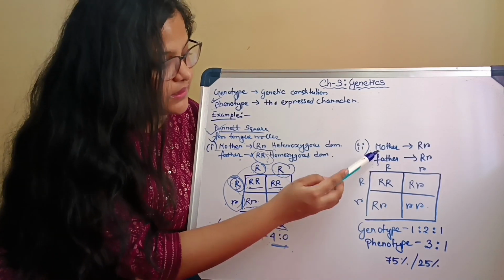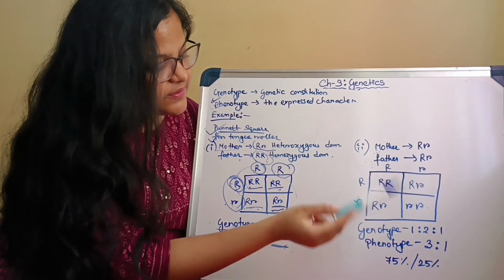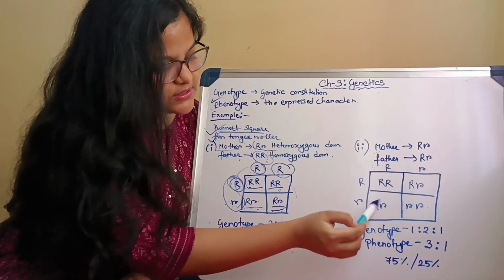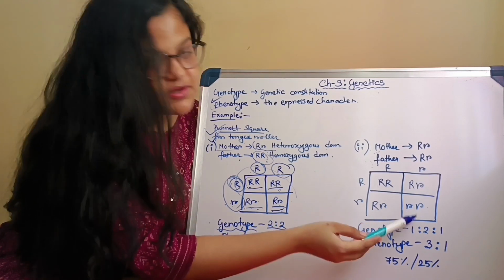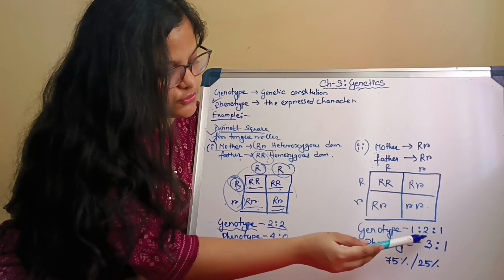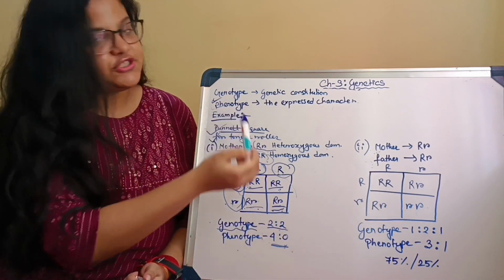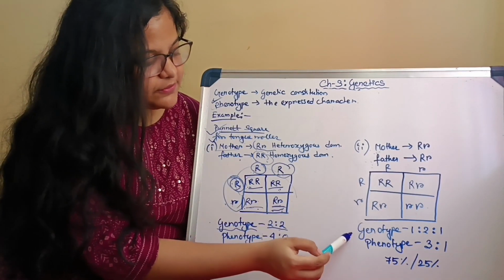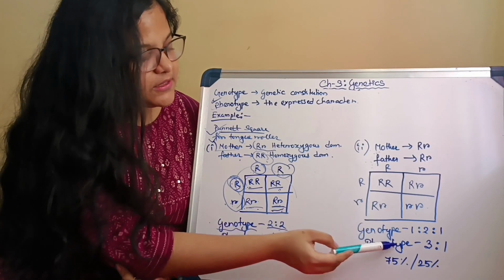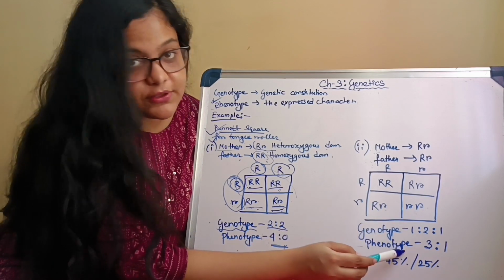Now let us take another example where the mother has the heterozygous dominant and also the father has the heterozygous dominant. We arrange the Punnett square in a similar way and we get one homozygous dominant, two heterozygous dominant and one homozygous recessive. So the genotype becomes 1:2:1: 1 for the homozygous dominant, 2 for the heterozygous dominant and 1 for the homozygous recessive. Since genotype is the genetic constituents, all of the characters can be represented by the genotype. But since phenotype is only the observable characters, the phenotype becomes 3:1, because all three of them are dominant. Only one is recessive. So the phenotype becomes 3:1.